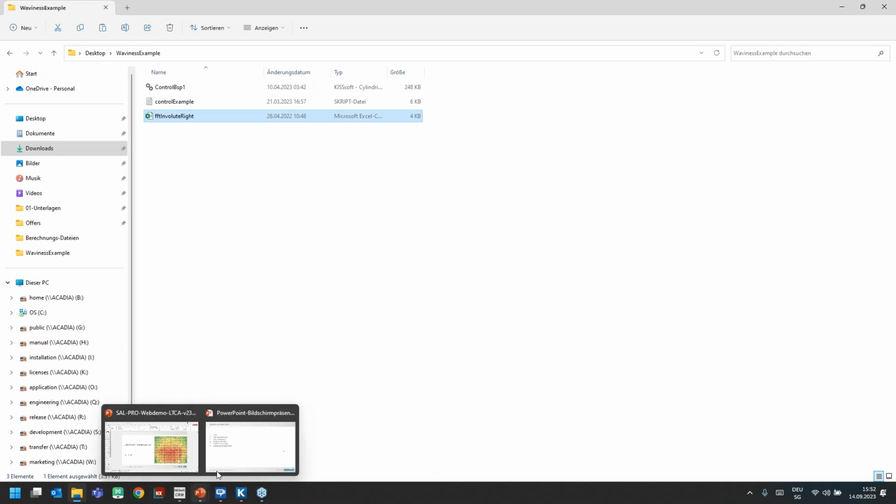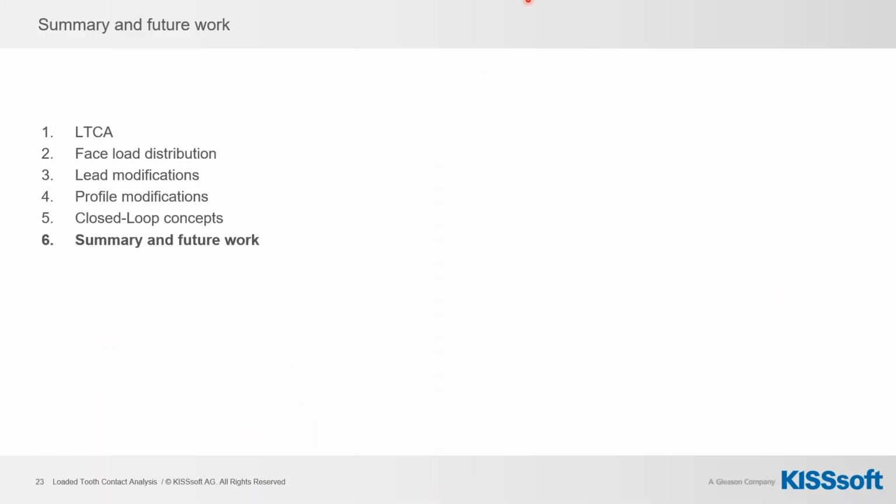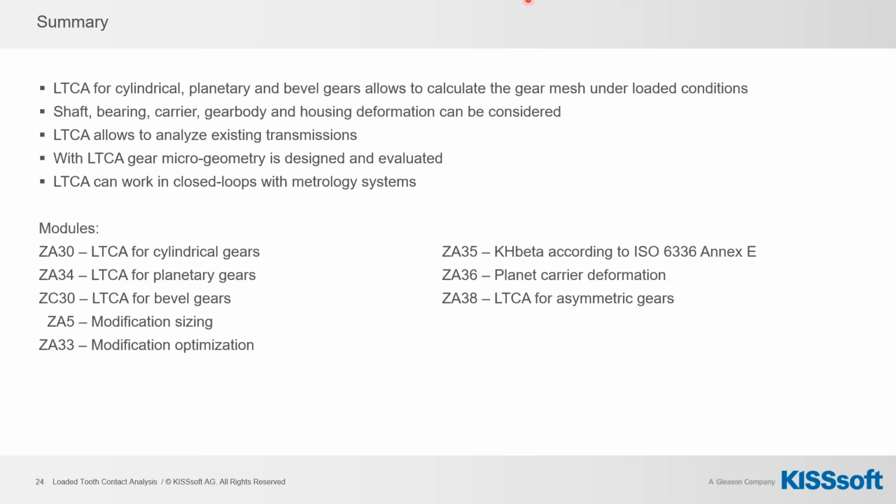So we have a couple of minutes left. Let me summarize. First of all, what I've shown you on cylindrical gears is very analogous for planetary and bevel gears. So you can do the same things for planetary and bevel gears. What's added on planetary gears is just more complexity. There are more elements that can incline, deform, and so on. Also, a planet carrier deformation is calculated there. Shafts, bearings, carrier, gear body, and housing deformation can be considered if you like.